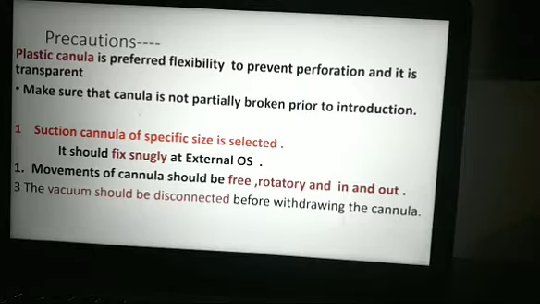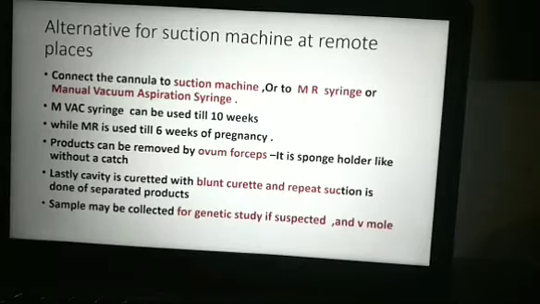Other precautions: plastic cannula is preferred because it is flexible and there is less chance of perforation, and it is transparent also, so I can know whether the products are coming and I can estimate how much is the blood loss during the procedure. Suction cannula of specific size is preferred because it should fit snugly into the cervix and free movement should be possible, and vacuum should be disconnected when I am withdrawing the cannula out. Alternative to suction machine can be menstrual regulation syringe or manual vacuum aspiration syringe that we have discussed.